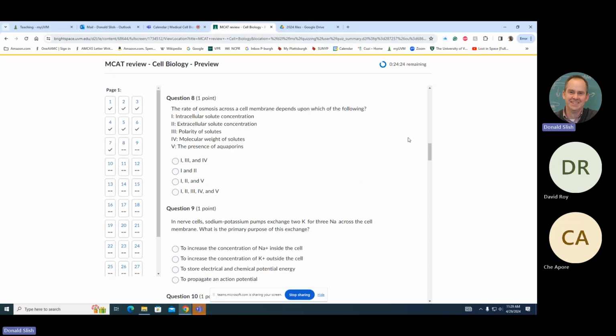The rate of osmosis across the cell can depend on intracellular and extracellular concentrations, polarity, molecular weight, and presence of aquaporins. Definitely 1 and 2. Which ones have 1 and 2? Only these two, so either all of them or this one. Pretty sure the molecular weight doesn't matter. The polarity definitely doesn't matter. It's just the number of solute particles, not the polarity.